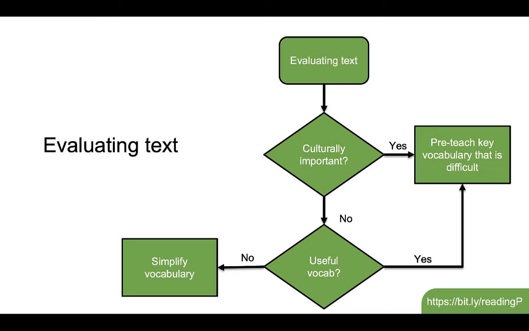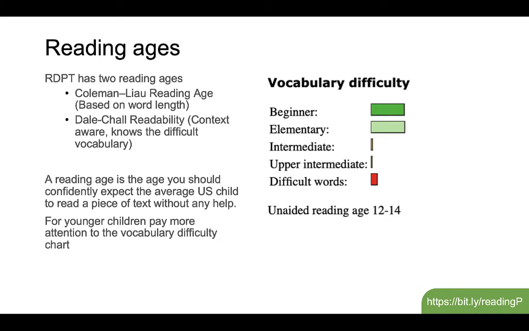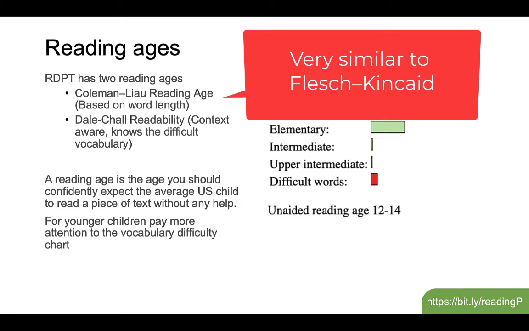Sometimes you do want students to learn from context, and then I think just giving the students the dictionary lookups is sufficient. So how do we get on with pre-teaching vocabulary? Well, firstly, we look at reading ages, really helpful. We have 2 reading ages supported in RDPT. The Coleman-Liau reading age, which is based on word length. This is one of the most popular ones.